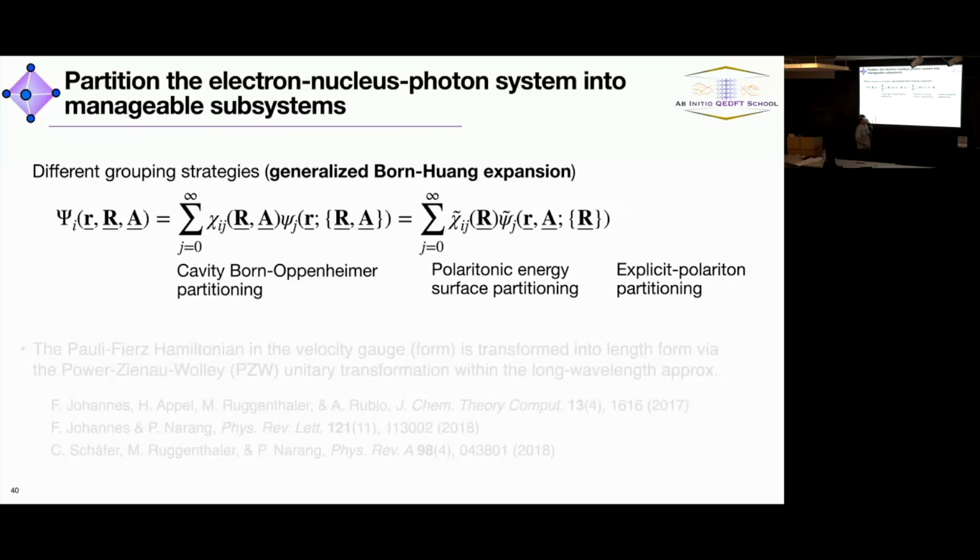And another way is, if your photon frequency is quite fast, then you can group the electronic and the photonic coordinates into the same system. So this is called the electron-photon subsystem, and this one is the nuclear-photon subsystem. And you also have just an electronic system here.